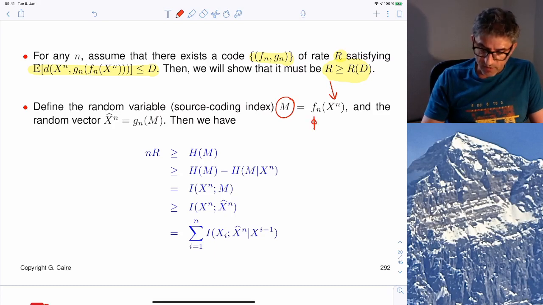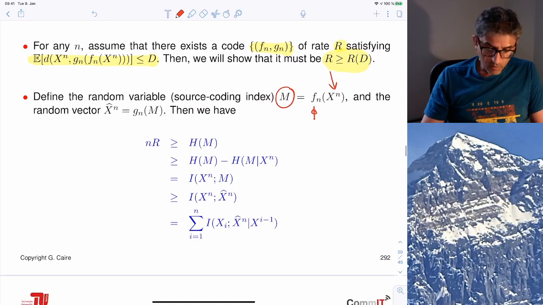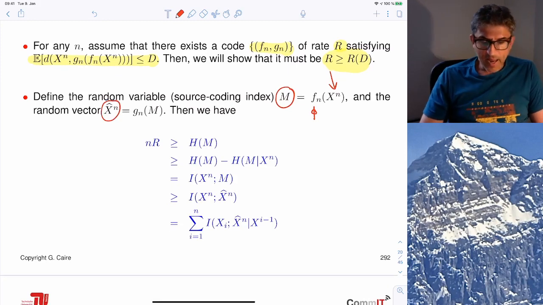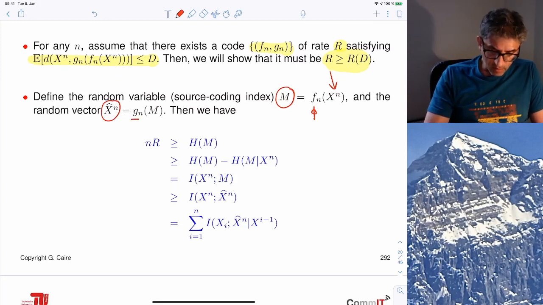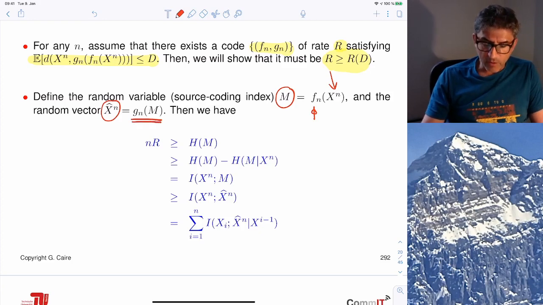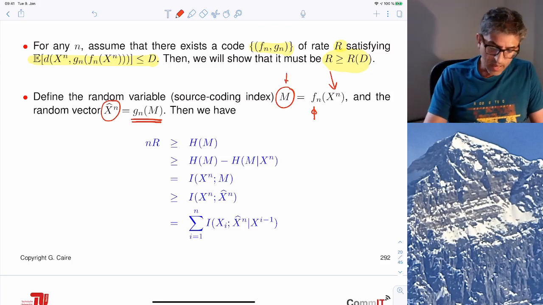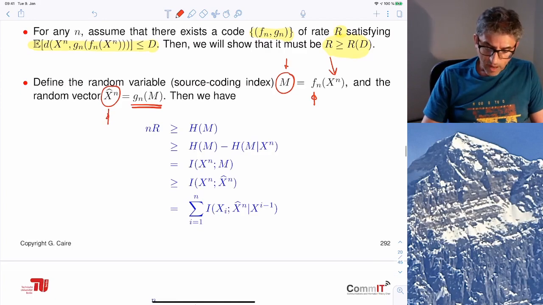Because the function f is fixed, we can define M as f_n of X^n, which is of course a random variable. And then we also define the random vector X-hat^n as the reconstruction function applied to this random index. So basically, given the code and given the randomness of the source, the realization of the source, this induces a distribution on the indices M and on the reconstruction points. At this point, we can write the following.